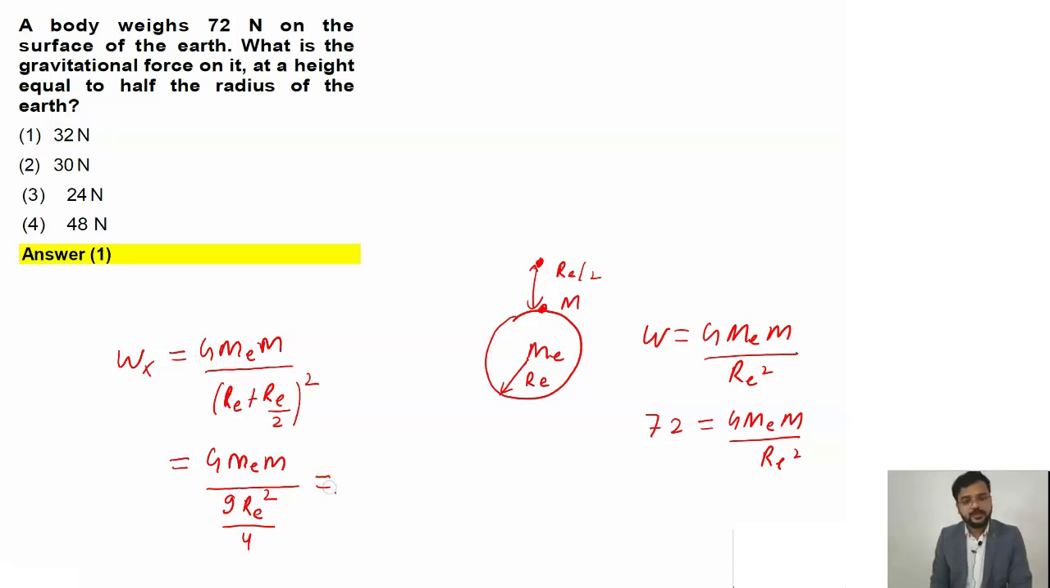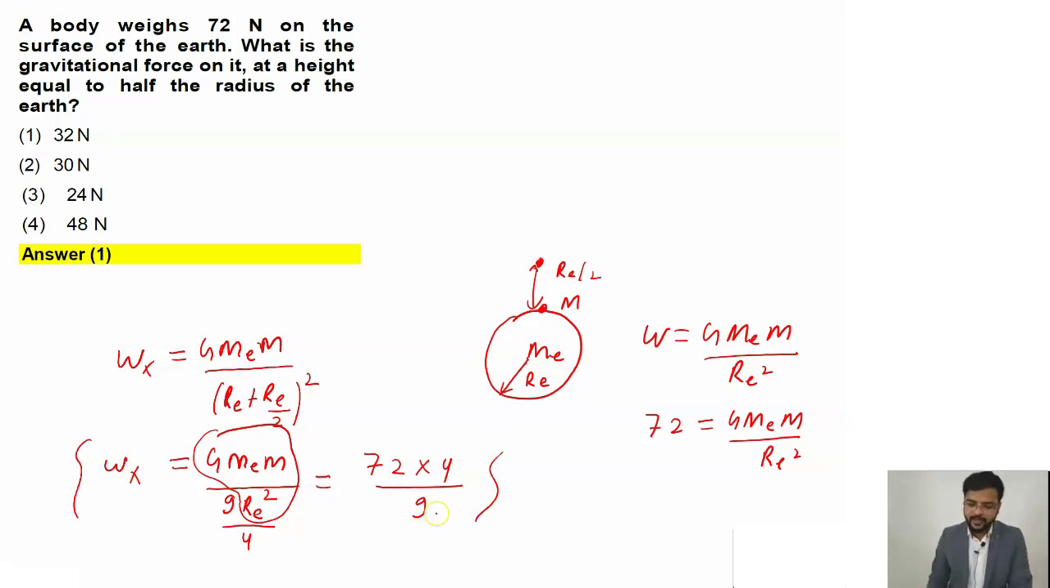If I further solve this equation, this will be 4 by 9. This GMeM by Re square value is 72, so 72 into 4 divided by 9. This is the Wx. After solving this, we will get option number 1, 32 Newton. So that's why option number 1 is correct here. Okay, let's see the next question.